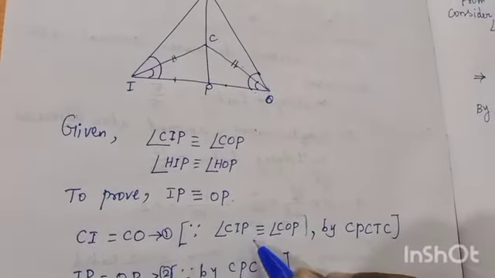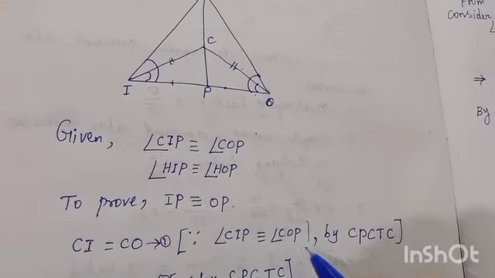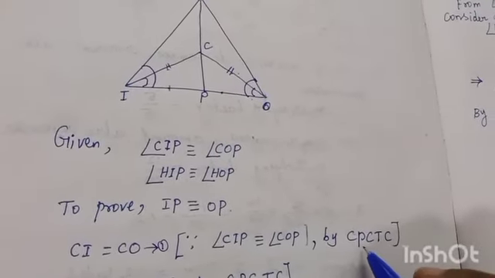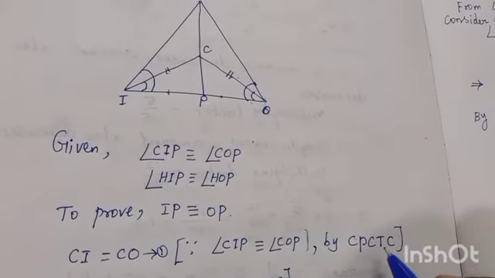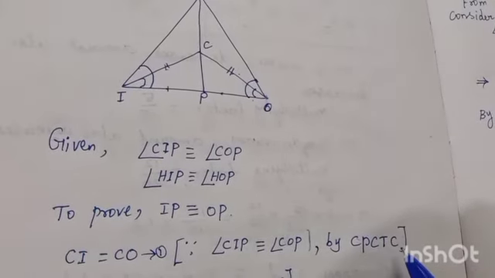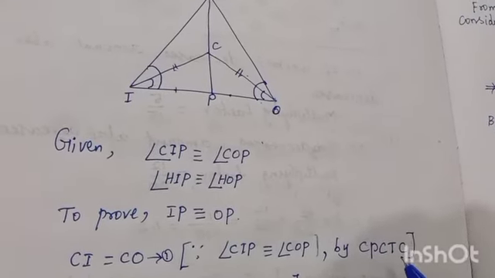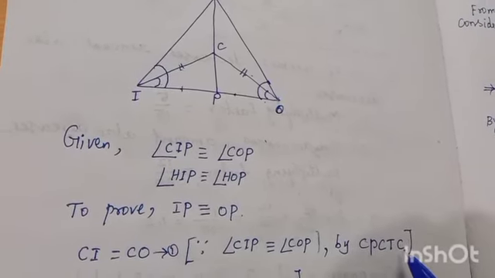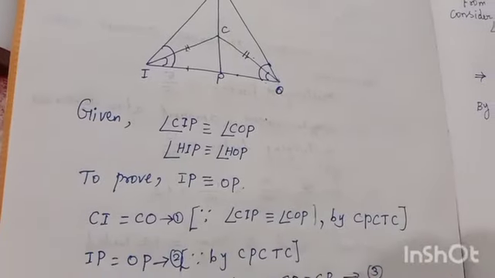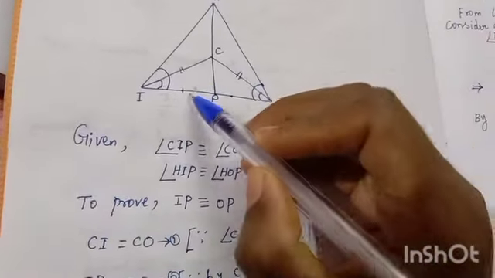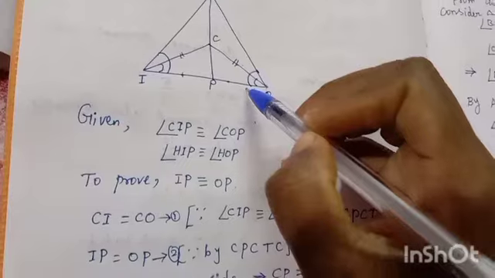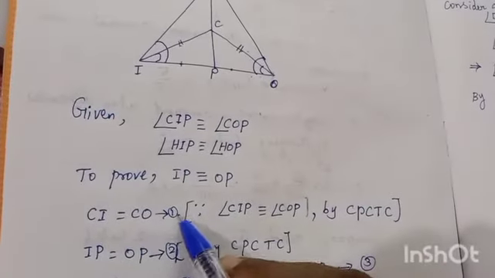Since angle CIP is congruent to angle COP, by corresponding parts of congruent triangles are congruent. Then IP is equal to OP. IP is equal to OP. Call it equation number 1.